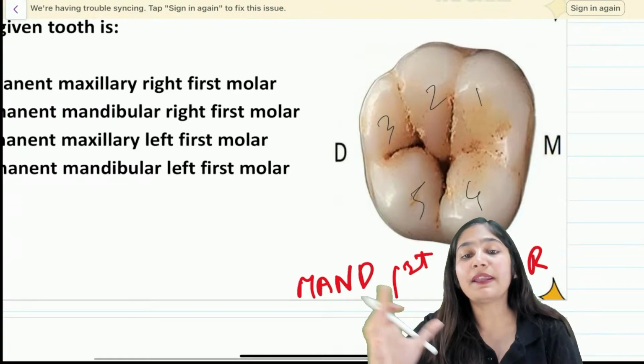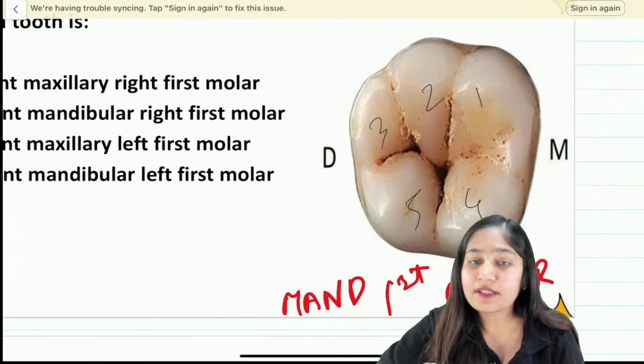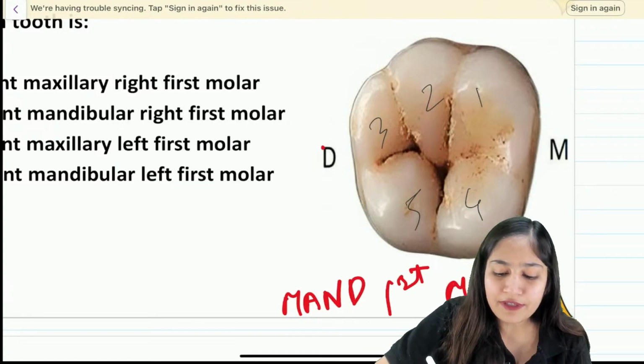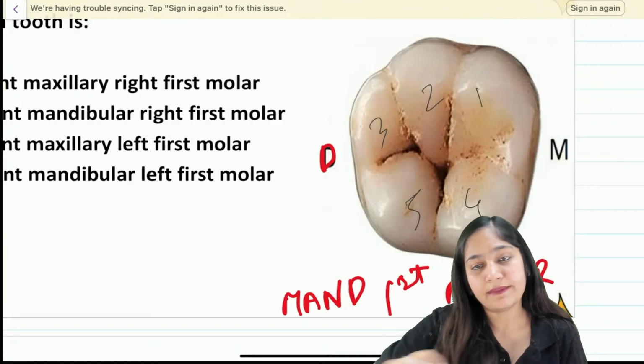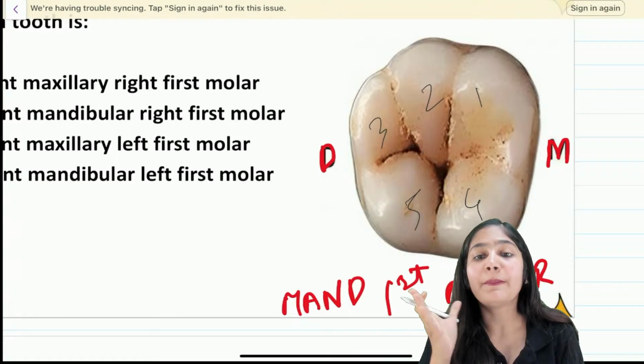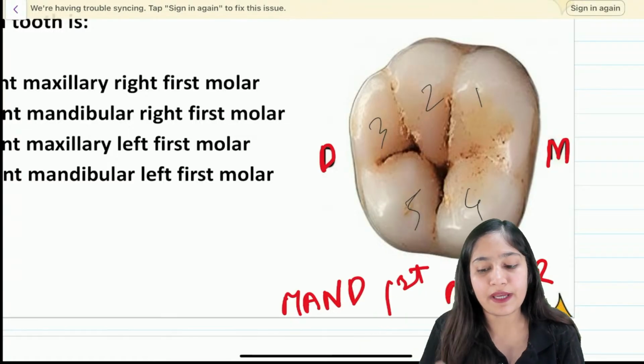Now we will determine the side. Amongst the 5 cusps, which is the smallest cusp? Distal cusp. So distal cusp is present on the distal aspect. So definitely this is our distal side, right? And this is our mesial side. So we have identified the mesial and the distal aspect.